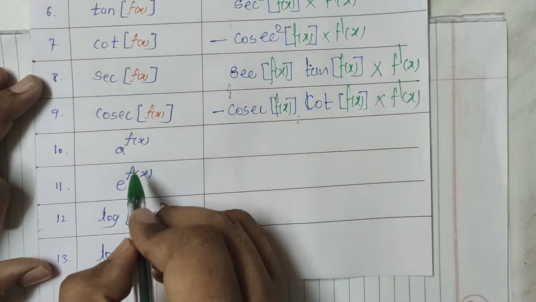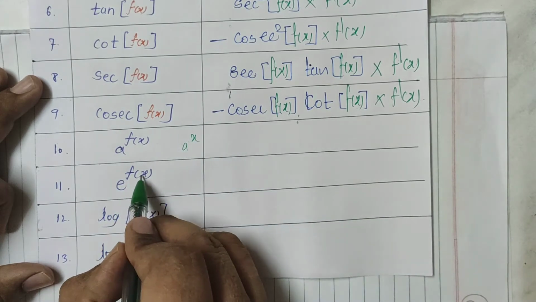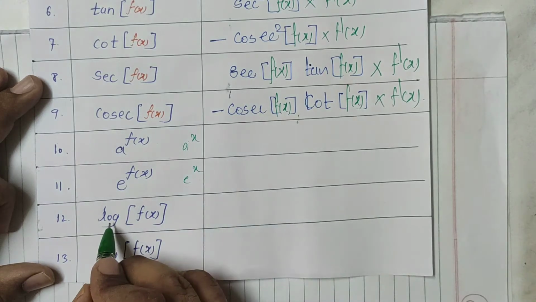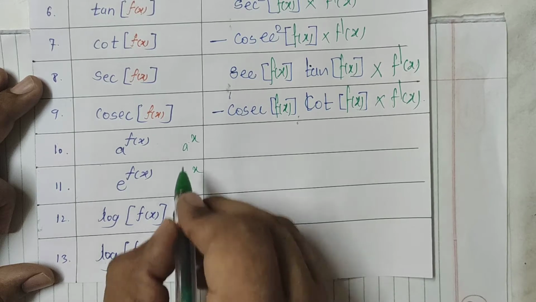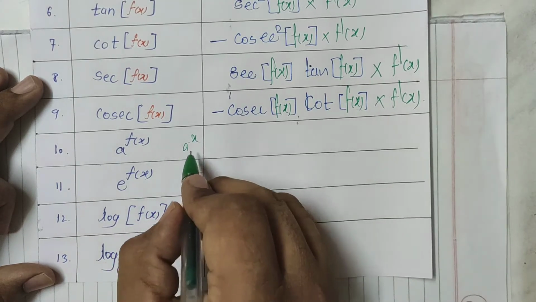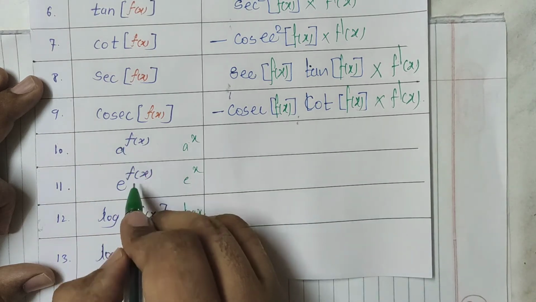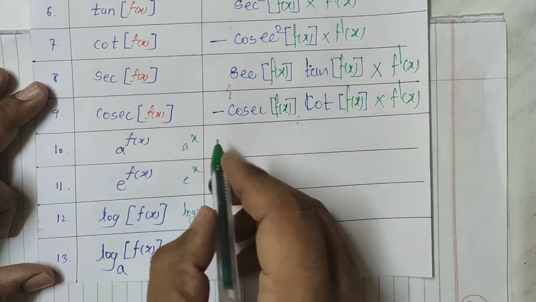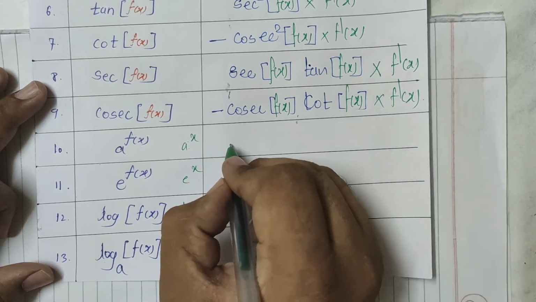a raised to f of x, which looks like a raised to x. e raised to f of x, which looks like e raised to x. Log of f of x, which looks like log x. Which looks like means we always take the corresponding standard form, then multiply by the derivative of f of x. So here, for a raised to f of x, we take the derivative as for a raised to x.